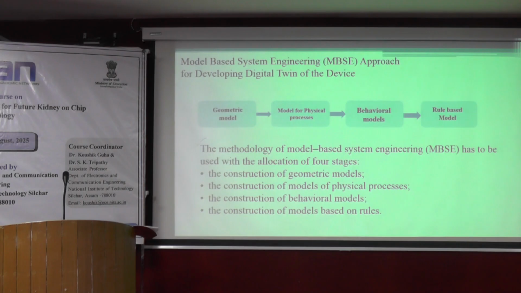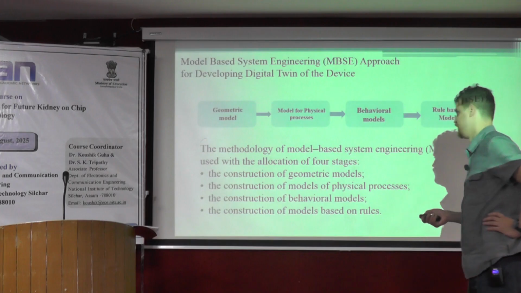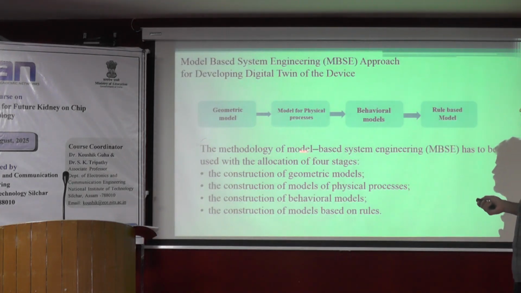So usually the model-based system engineering approach is constructed of the following processes. We create a geometric model of the implantable kidney, and we provide the model for the physical processes that will take place within this apparatus, and how this apparatus will affect the parameters of the patient's blood that we need to treat, what kind of clearance we can achieve in a set implantable artificial kidney. So the physical model actually provides us a better outlook of what processes we should take into consideration, what parameters can be affected, how exactly they will be affected.